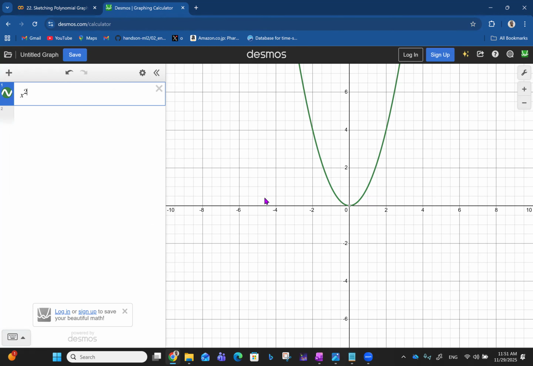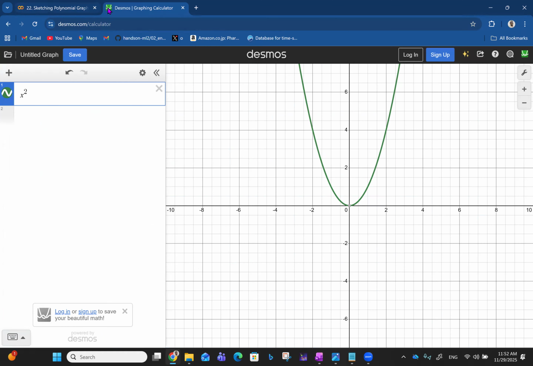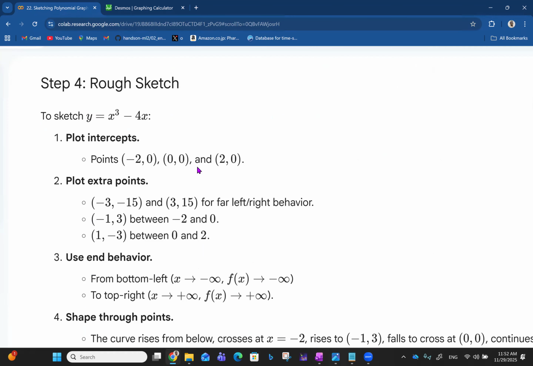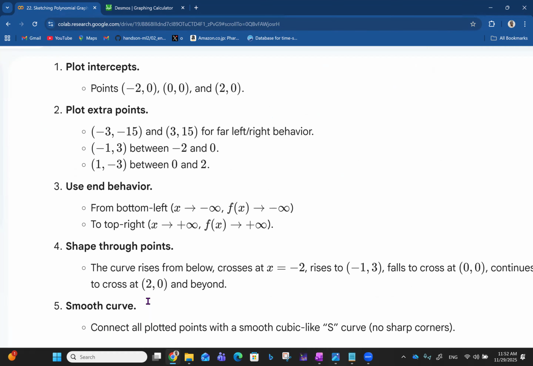So as x goes towards positive infinity, the function goes towards positive infinity. As x goes towards negative infinity, the function goes towards negative infinity. Because the leading coefficient is positive, that's why we have that. Okay, we've talked about the end behavior. Then we can now have the shape through points.